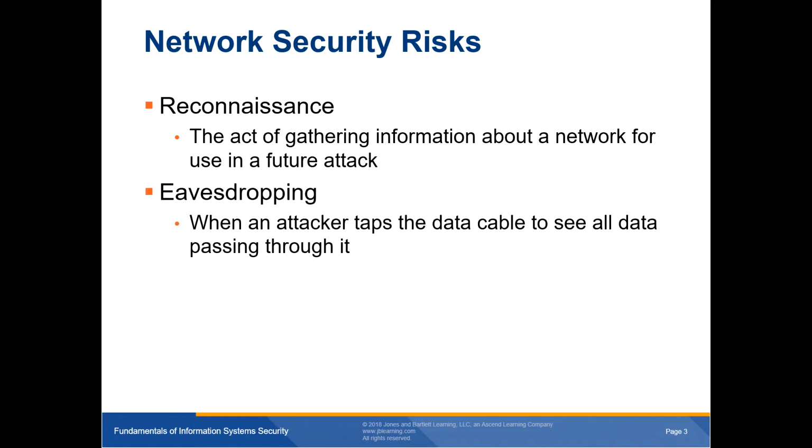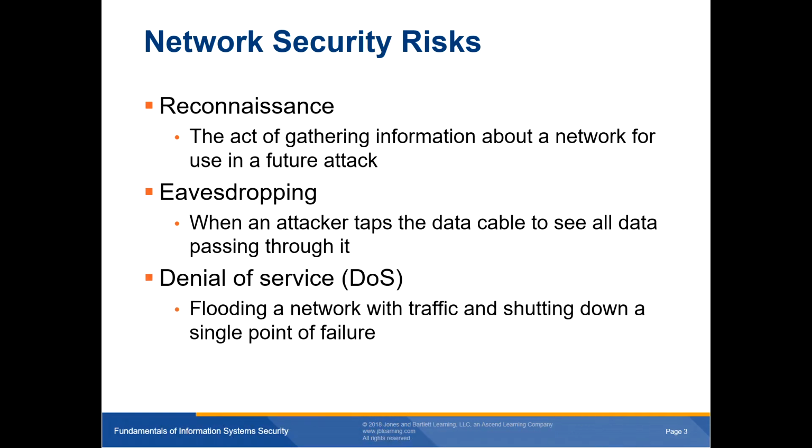The second risk is eavesdropping, when an attacker taps the data cable to see all the data passing through it. There are options you can employ to prevent eavesdropping. Limit the physical access to cables. Use switched networks. The attacker will only see information sent to or from the computer attached to the tapped cable. And encrypt sensitive data. And denial of service: flooding a network with traffic and shutting down a single point of failure.